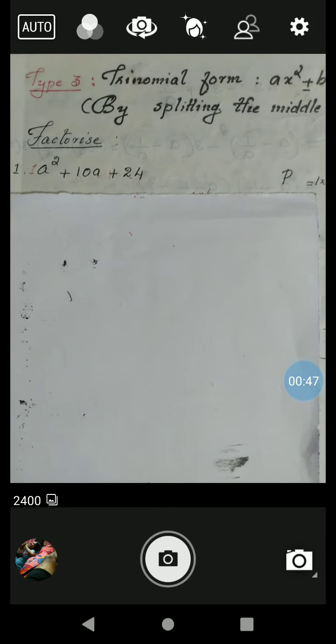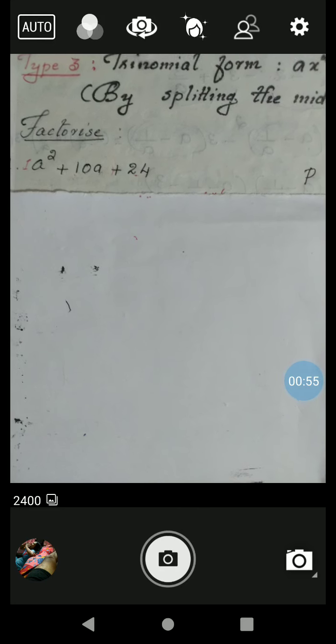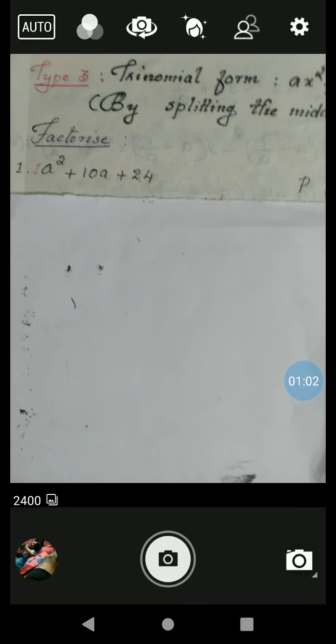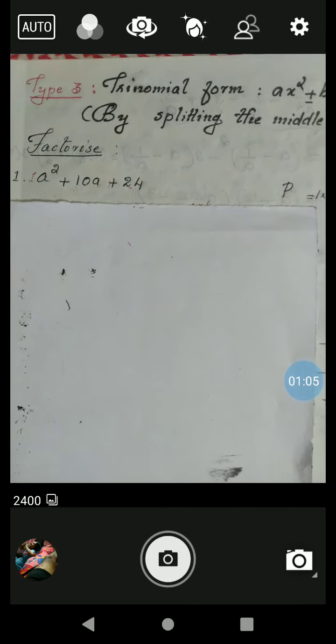Then once again, you just remember what is factorization. What is factorization? The process of writing an expression in the form of terms or brackets multiplied together is called factorization. Okay, that is to express the given expression as the product of two or more expressions. That is factorization. Okay, and next is type 3, that is trinomial form.